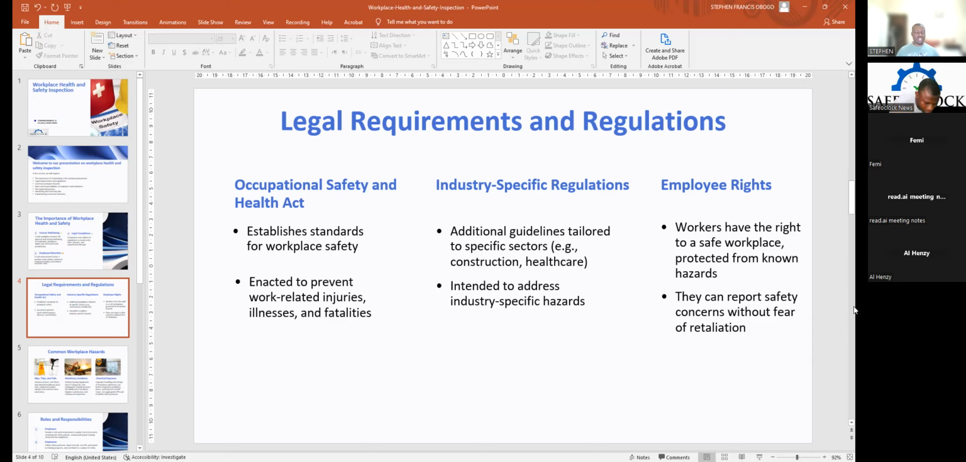So this establishes a standard for workplace safety, like I've said, and it is established to enact the law to prevent work-related injuries, illness and also fatality. Because even for the fact that we have those laws, we see the amount of injuries, illness, and fatality that do occur. At least, let's say, for those companies who are not in compliance.